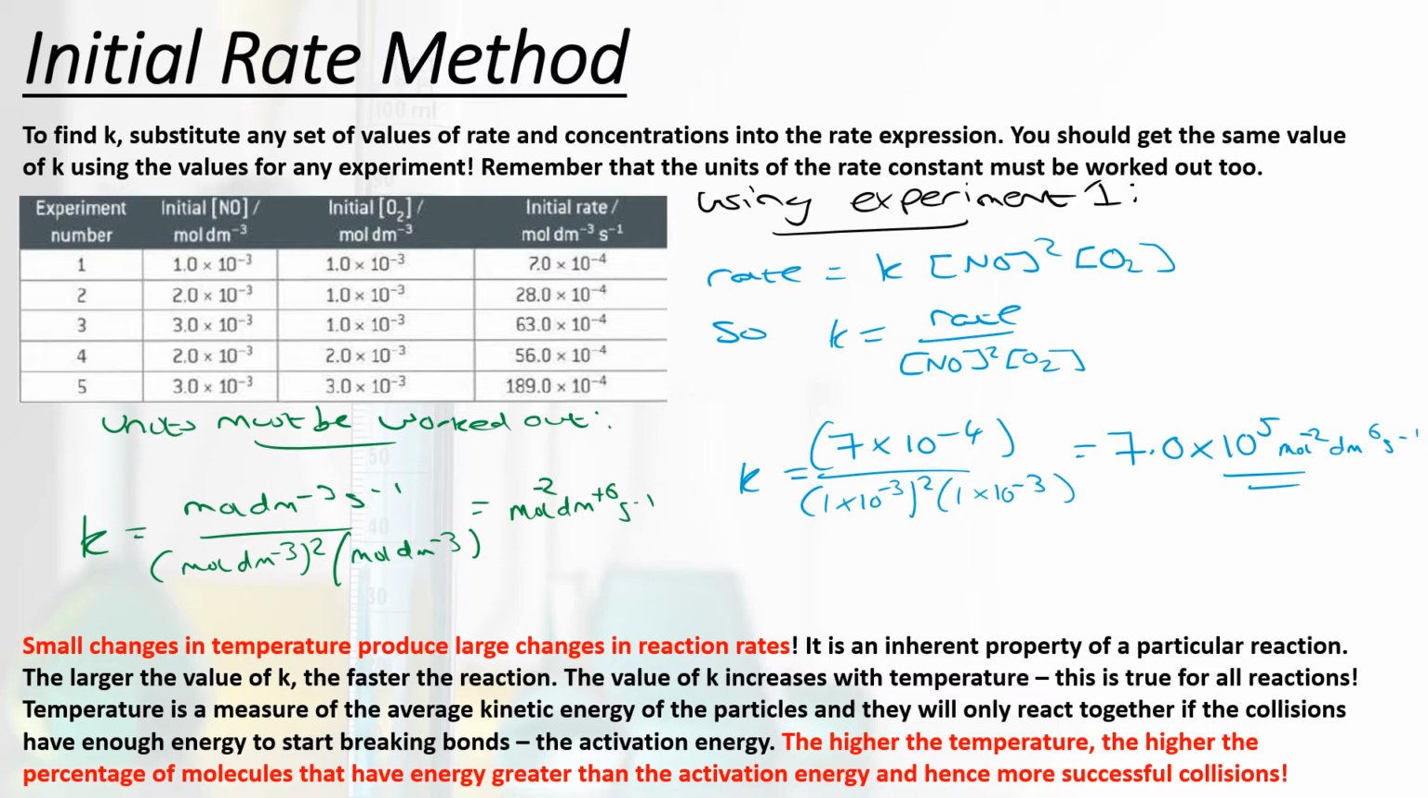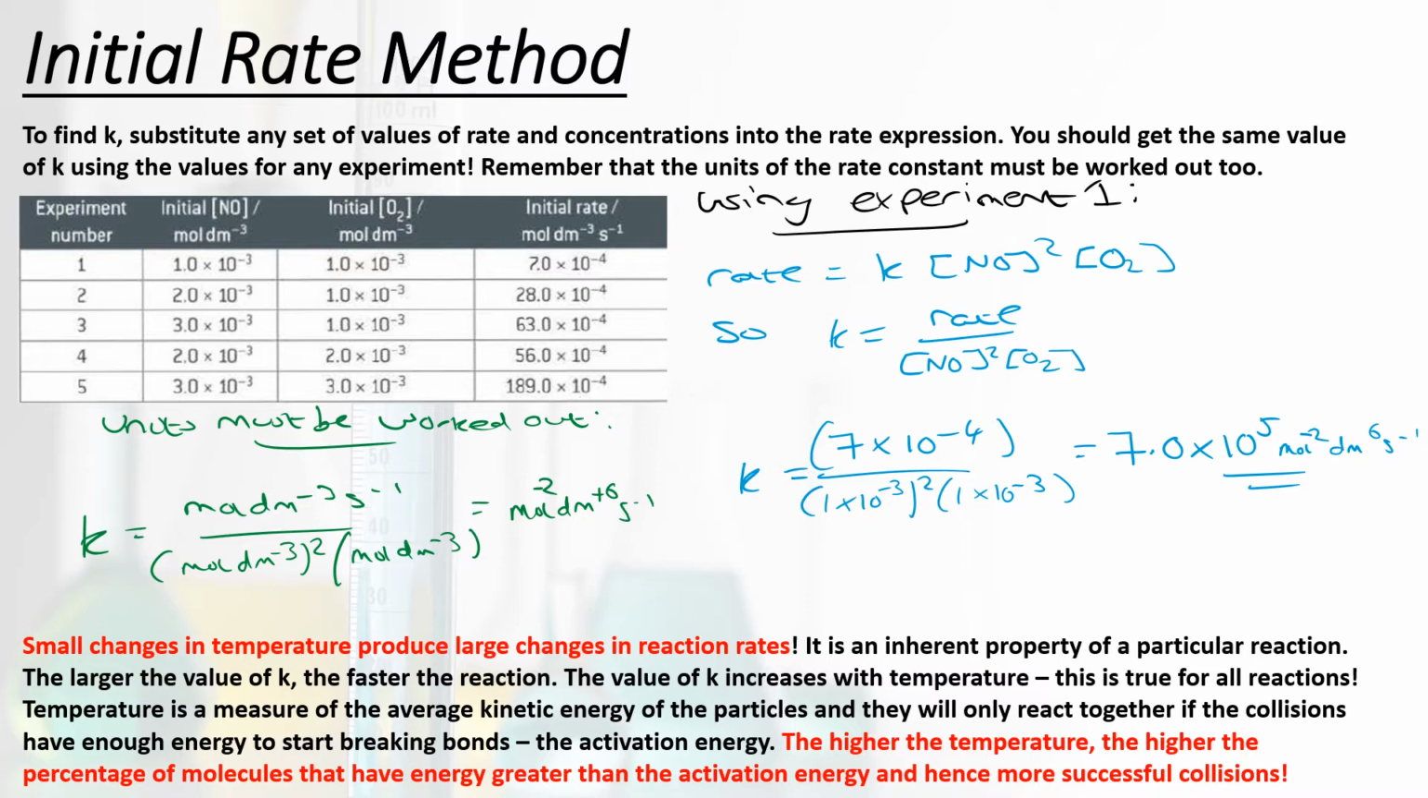The key thing as well to remember is that you have to use a particular experiment number. So you can't use the NO concentration from experiment 1, the oxygen concentration from experiment 5, and the initial rate from experiment 3. It all has to be from the same experiment number. And also, once we've worked out our number, remember that we have to work out the units of the rate constant as well. So I'm going to use experiment 1.